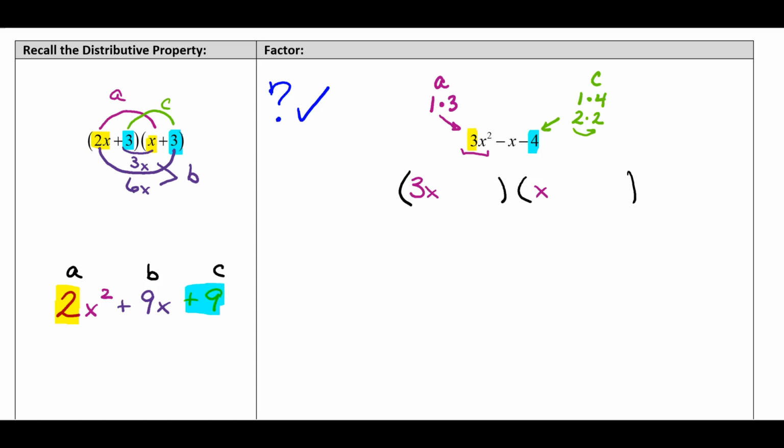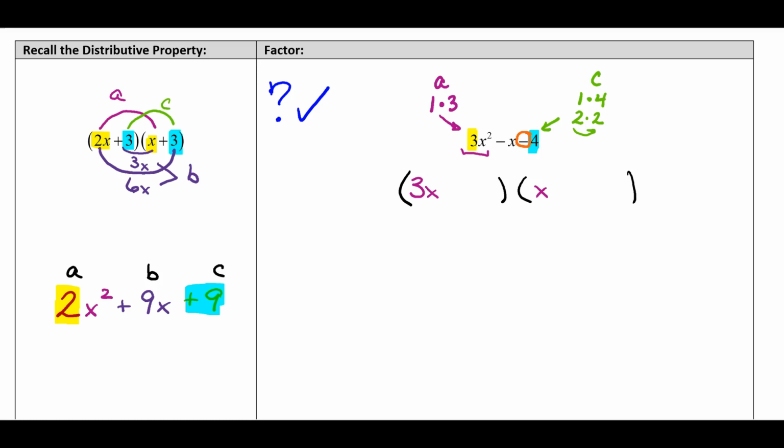Now, the second thing I look at are my signs. If we look here, my sign is a subtraction, which means my signs are going to be different. This is important because that's going to affect what I'm guessing at trying to get this -1 in the middle. So I know that I have these 2 pairs of factors.